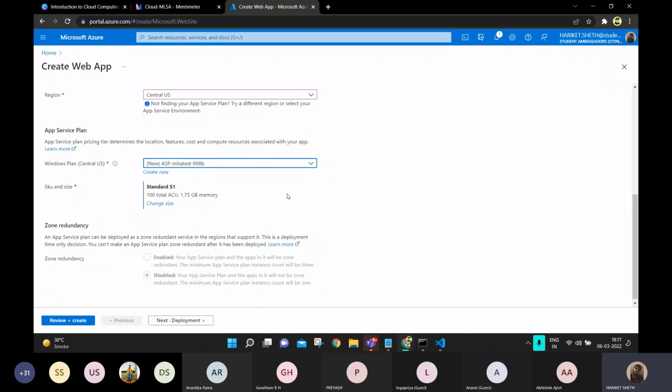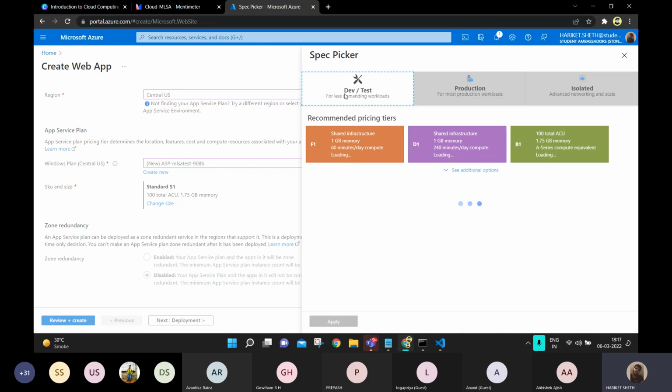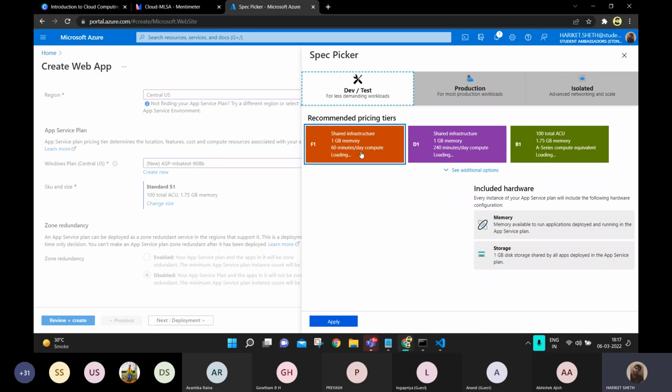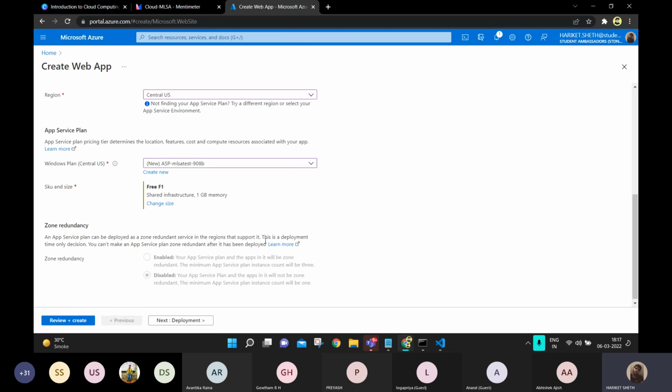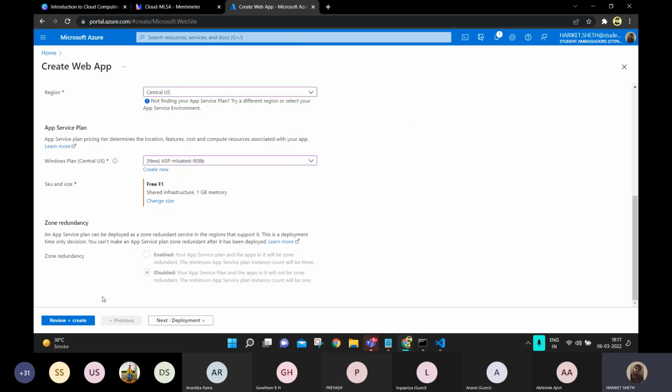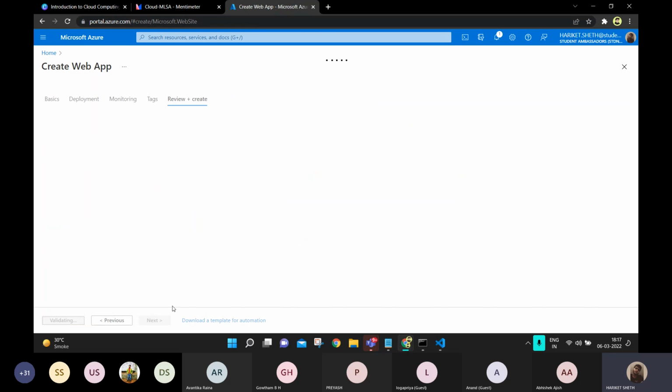If you are doing this demo, be very particular about this SKU size. Please change it: click on Dev/Test and click on this F1. It's a free specification, whereas the default one they have provided is a paid one, named Standard S1. You don't have to go with that. Please select F1 and click on Apply. So it's a free F1, as you can see. You don't have to touch anything else, and you can just click on Review + create.